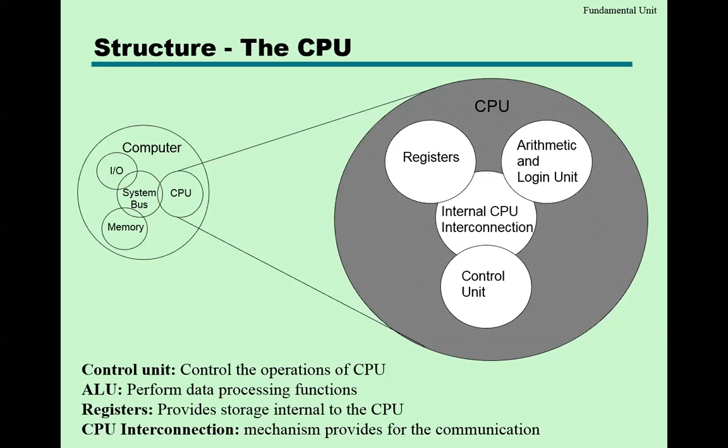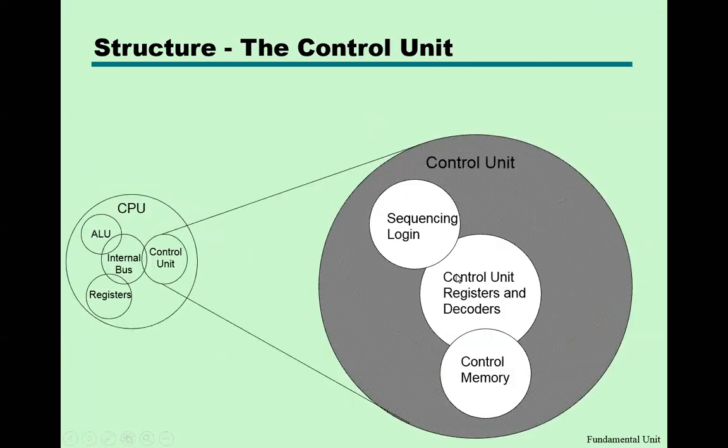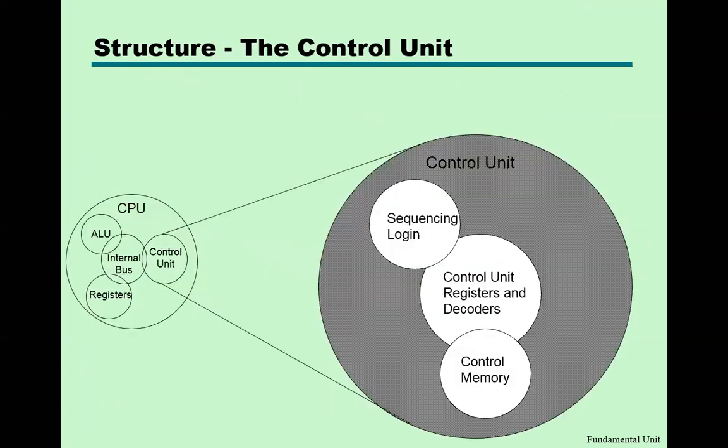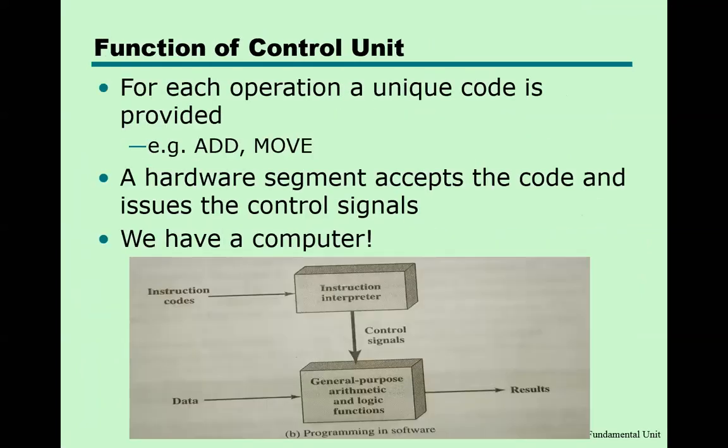And if there are multiple components, how these components are related to each other. Here you could see the different components and how they are related. Like in the CPU, there are registers, an ALU, a control unit, and an internal CPU interconnection. In this way, the CPU is built. Similarly, the control unit. So all these things come under the structure. I hope you understood.